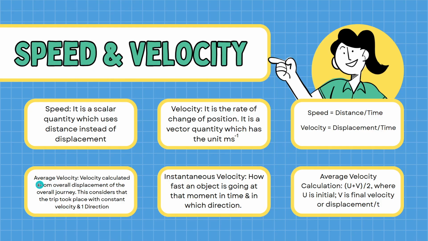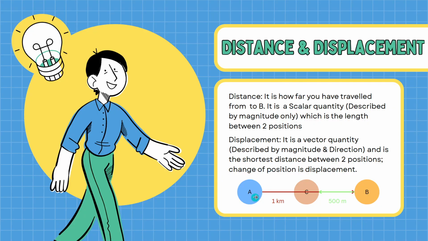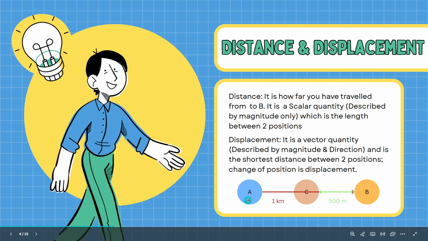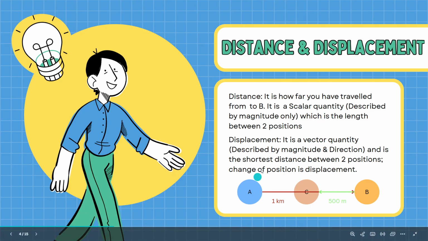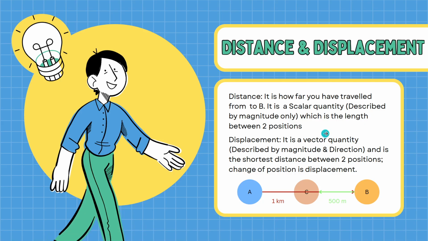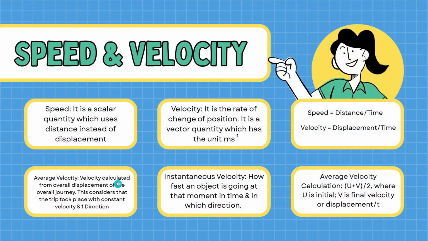For average velocity, we have velocity calculated from the overall displacement of the overall journey. This considers that the trip took place with constant velocity and in one direction. Let's go back to this example. Velocity is basically one direction, so it's only going here. If you're taking the average velocity, if it was A to C, we would forget about B, because velocity uses displacement and displacement was 500 meters, so it's in one direction towards the right. If C was, let's say, here, even though it moved from here, we would directly take the velocity from here to here. That is basically what average velocity is.